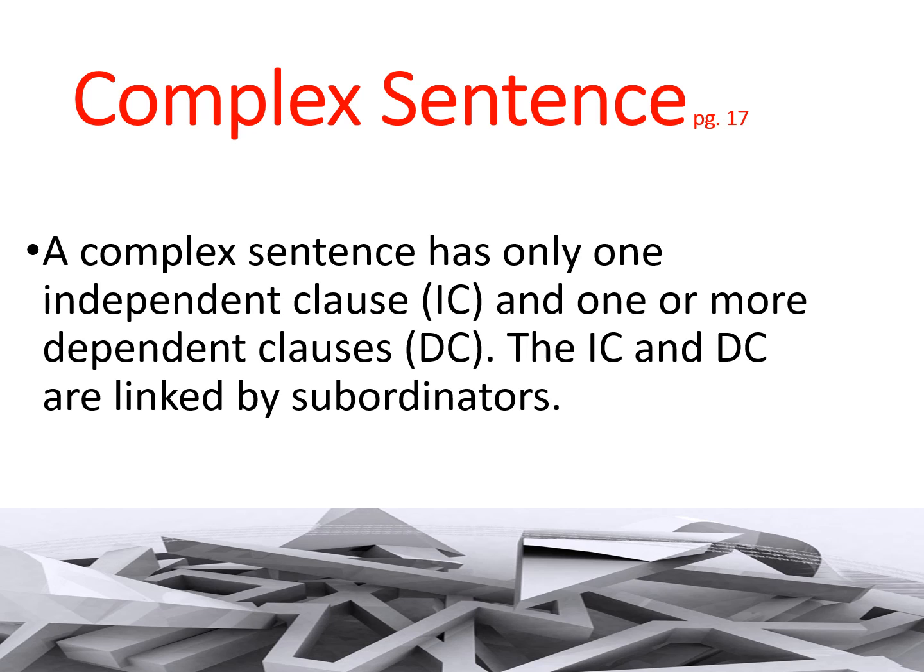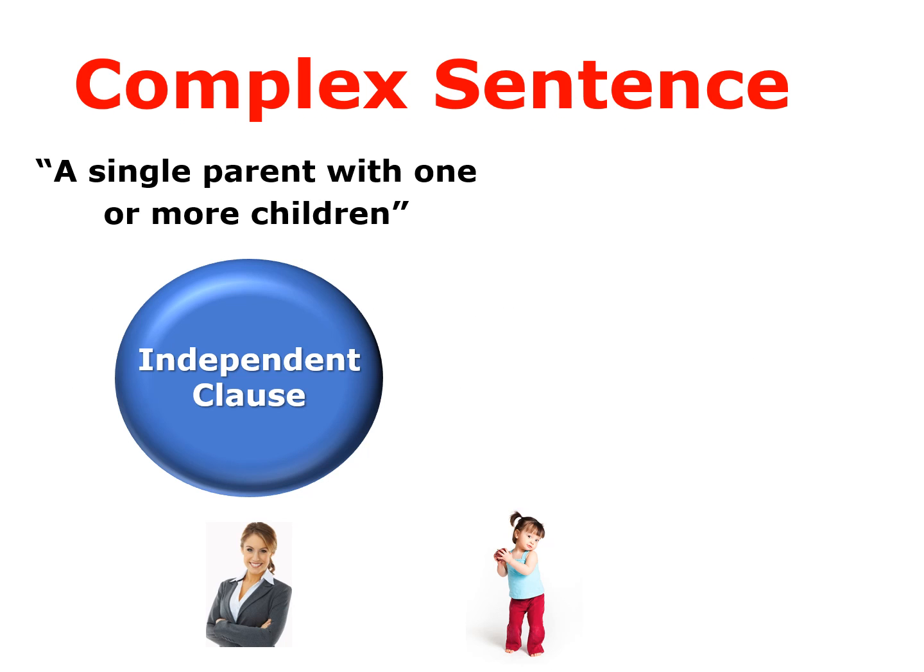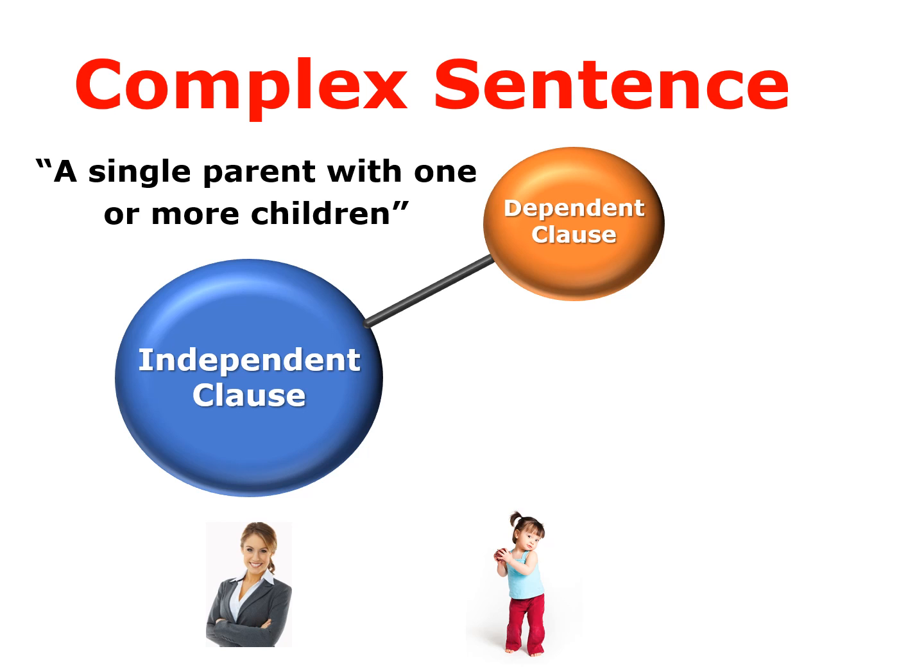The third type of sentence we're going to talk about is a complex sentence. A complex sentence has only one independent clause, that's one adult, and one or more dependent clauses, the children. The independent clause and the dependent clause are linked by subordinators. So if we keep following our analogy, we can see that a complex sentence is a single parent with one or more children.